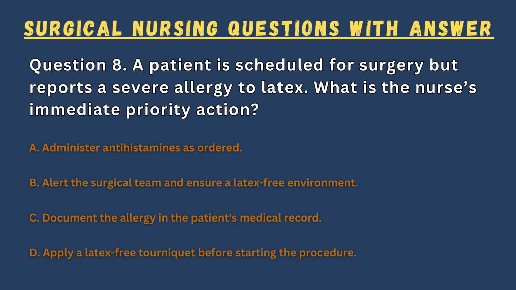Question 8. A patient is scheduled for surgery but reports a severe allergy to latex. What is the nurse's immediate priority action? A. Administer antihistamines as ordered. B. Alert the surgical team and ensure a latex-free environment. C. Document the allergy in the patient's medical record. D. Apply a latex-free tourniquet before starting the procedure.